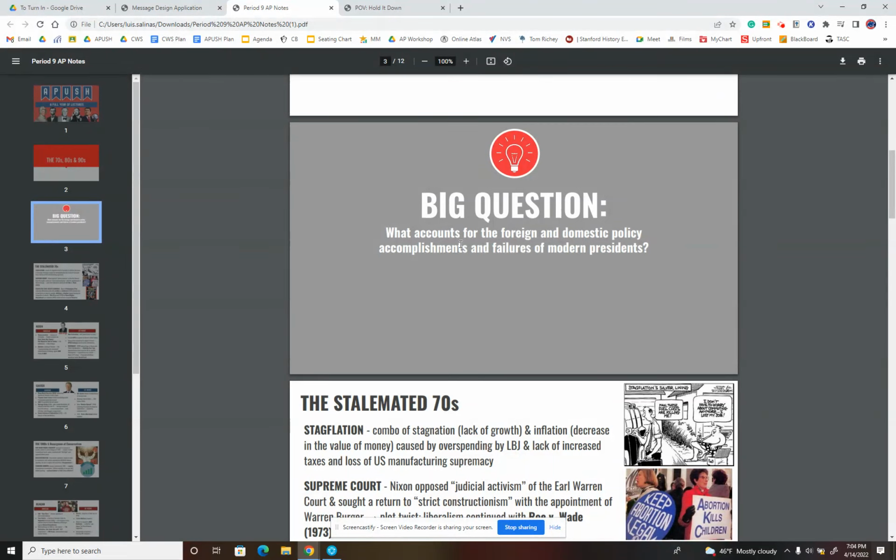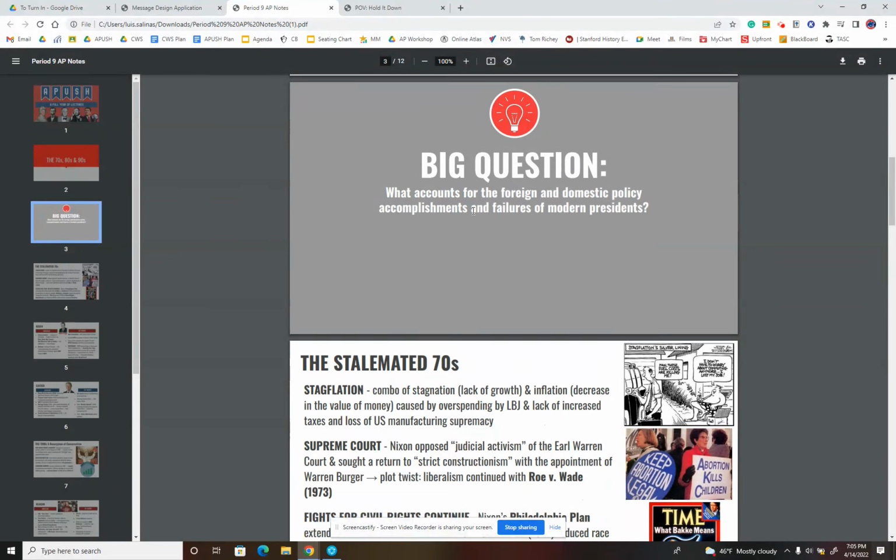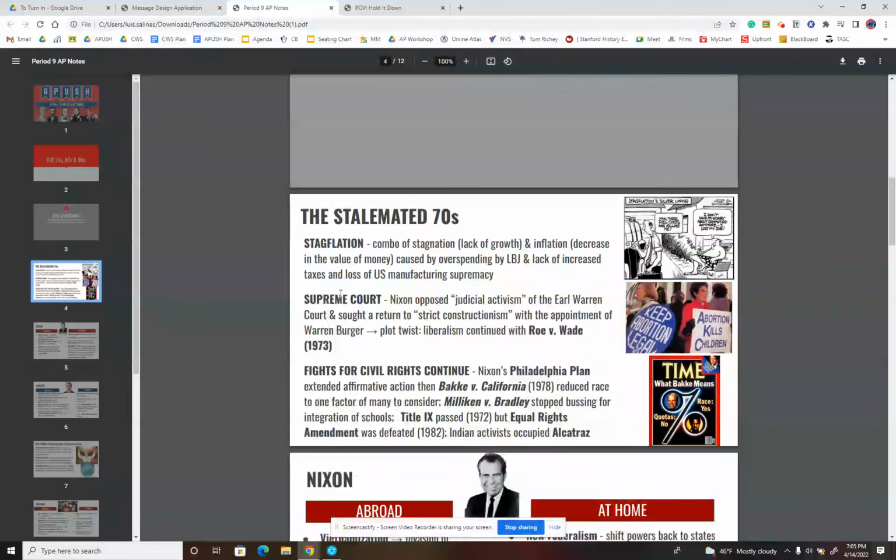And the question that we're looking for this unit is what accounts for the foreign and domestic policy accomplishments and failures of modern presidents? Modern being a key word since we're in our most recent unit, and then also having the students understand that they need to break this down through a foreign lens and a domestic lens. So that is the way I went ahead and did that.